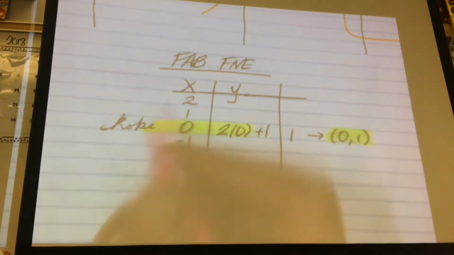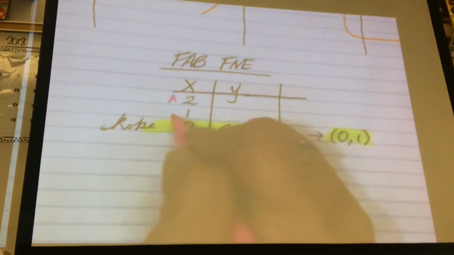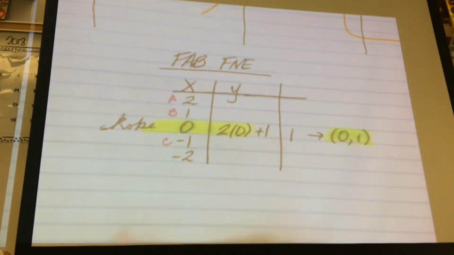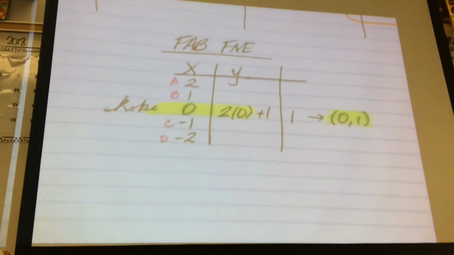Silently to yourself. If you're in seat A, plug in 2. If you're in seat B, plug in 1. If you're in seat C, plug in -1. And if you're in seat D, plug in -2. Plug it in and tell me what you get.